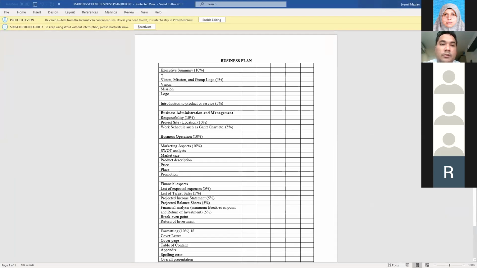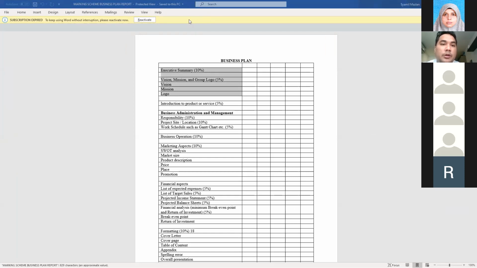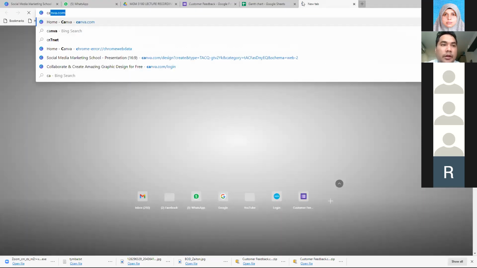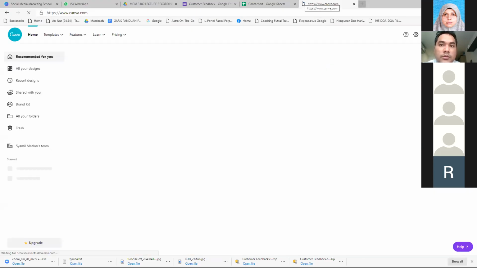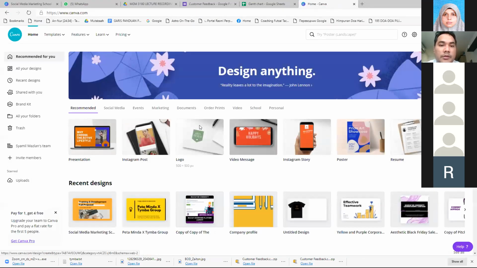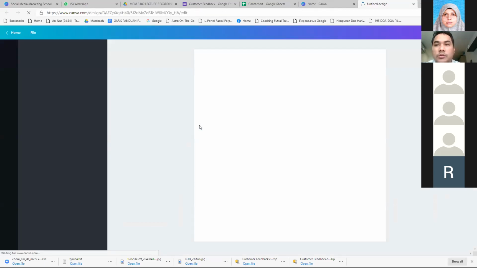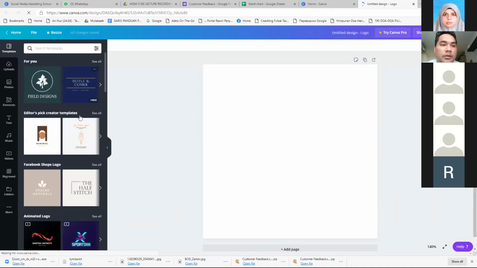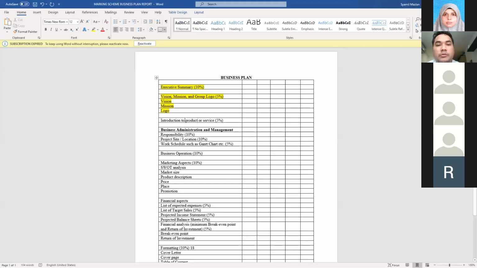I repeat for the executive summary, vision, and logo. I think we have covered this. It's just your own creativity if you want to make a logo. I can suggest the Canva platform. You shared it already. Canva is a place where you can make a logo. You can see on the left side, they have a lot of logo templates if you want to make a logo.